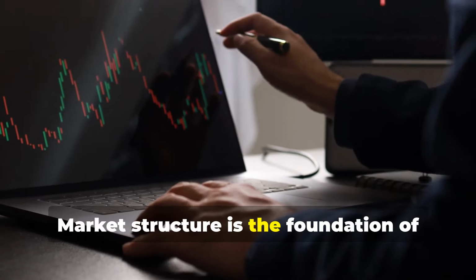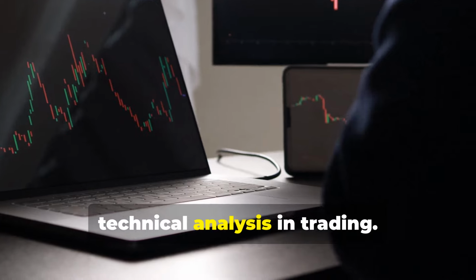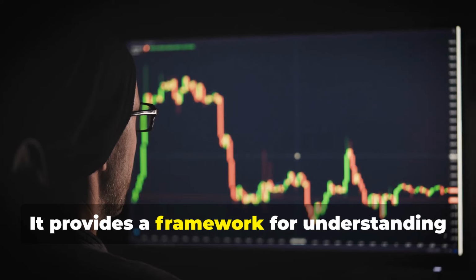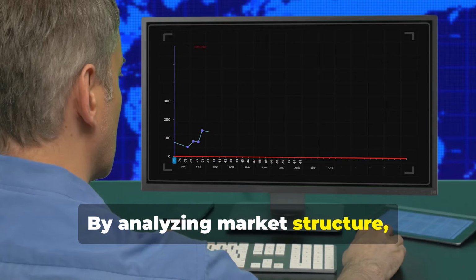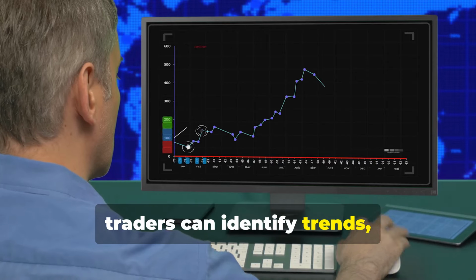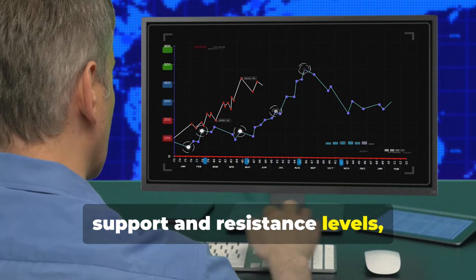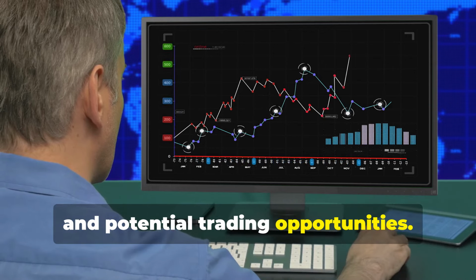Market structure is the foundation of technical analysis in trading. It provides a framework for understanding price movements. By analyzing market structure, traders can identify trends, support and resistance levels, and potential trading opportunities.